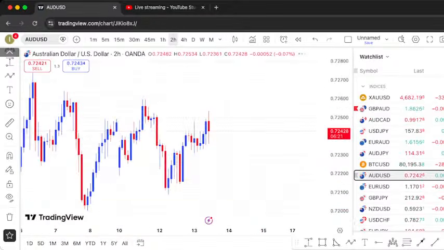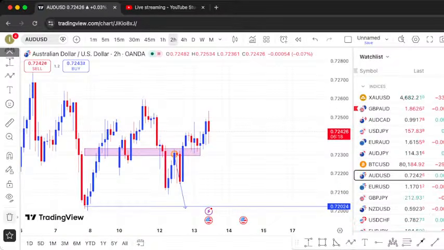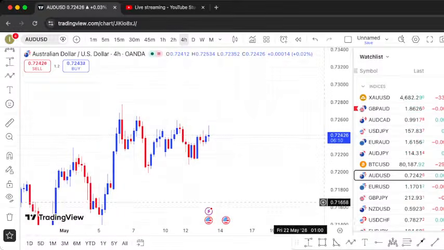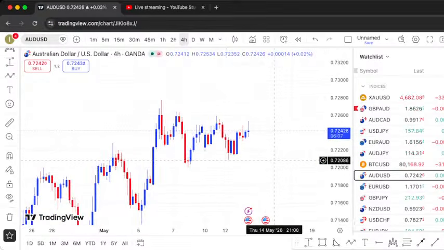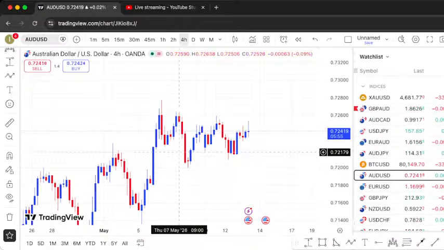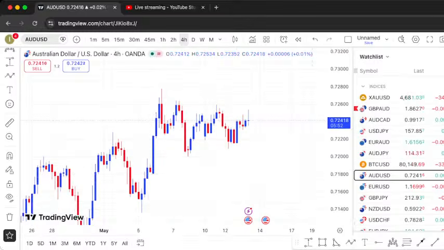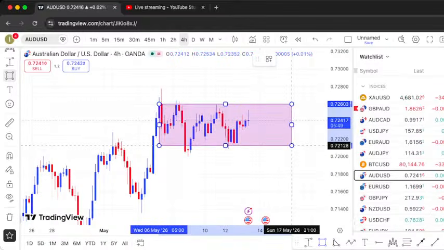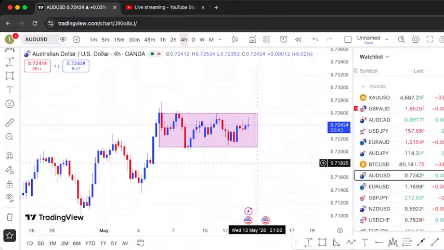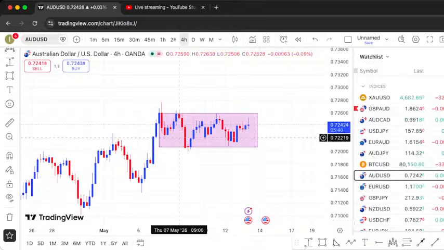Next we have AUD USD. Let's go on higher time frame first. That's how the market looks like on a higher time frame. That's on the 4-hour time frame on AUD USD. The market is simply bullish, but sort of a consolidation. If you can see it here, the market has been there for the last almost 2 days. So that's AUD USD on the 4-hour.